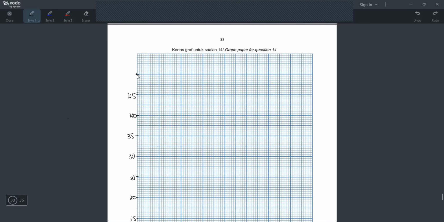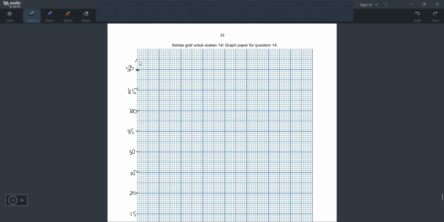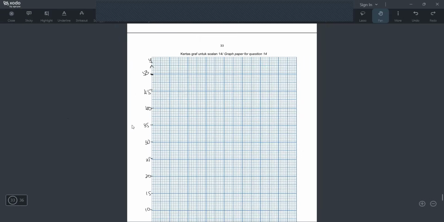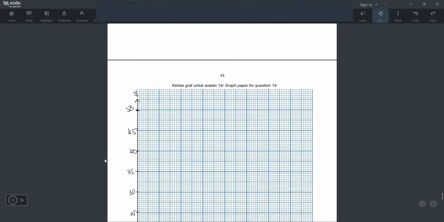Okay, now I will draw the axis. So this is my y-axis. So let's make it smaller. Now I will use your ruler to join the axis. So this is the y-axis, and then your x-axis will be like this. Okay, so right, x here. Okay, done. Now it's time to plot. Okay, correct it a bit.